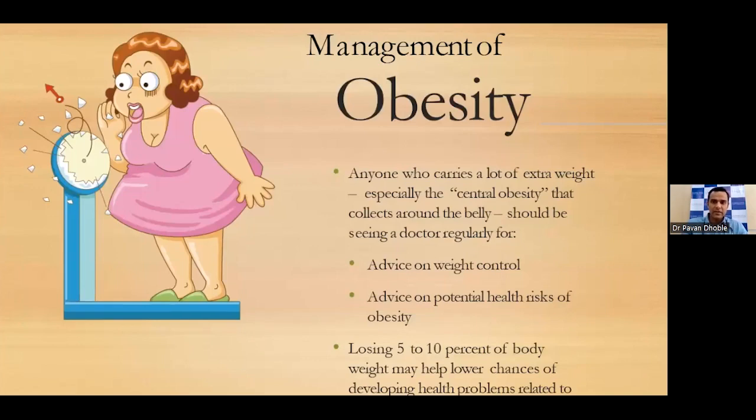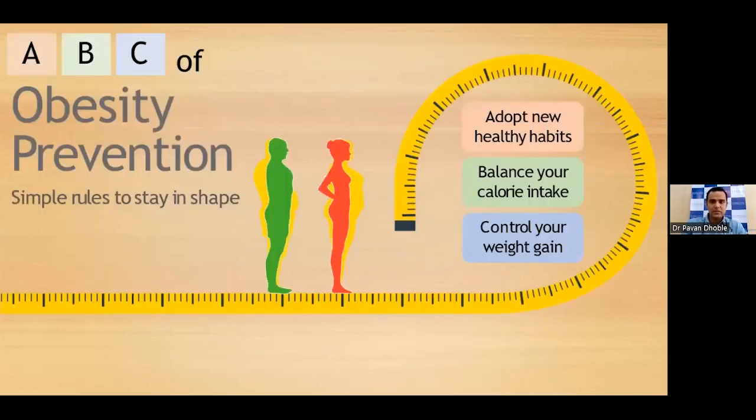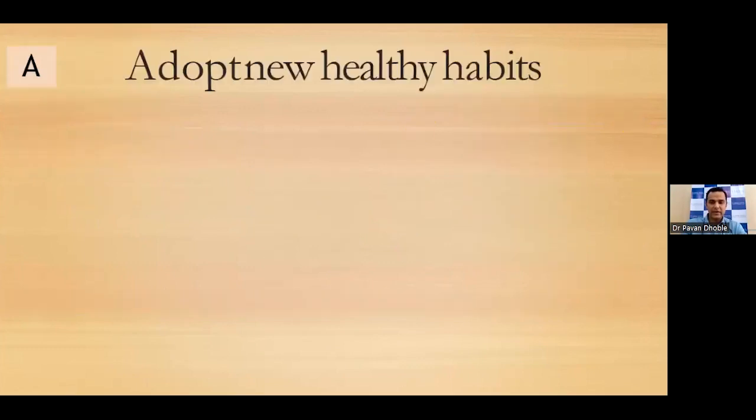So anyone with extra weight, especially central obesity around the belly, should control their weight, avoid alcohol, and lose around 10% of their body weight to maintain their liver health well. So what can we do? How can we prevent obesity? Adopt new healthy habits, balance your calorie intake, and control your weight gain.